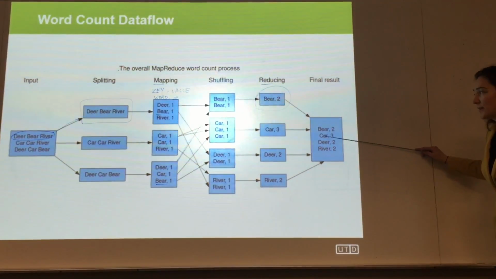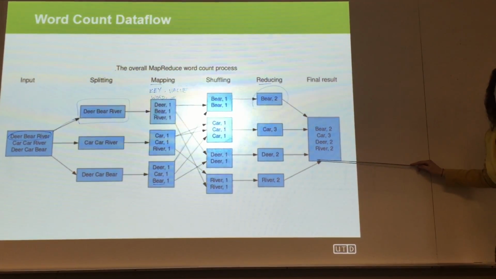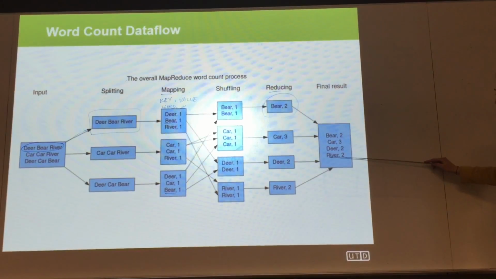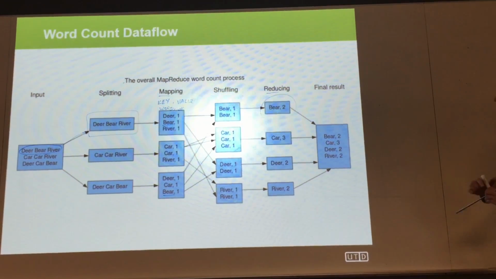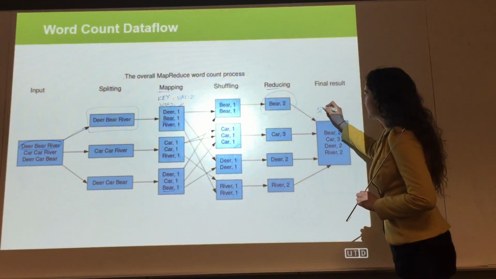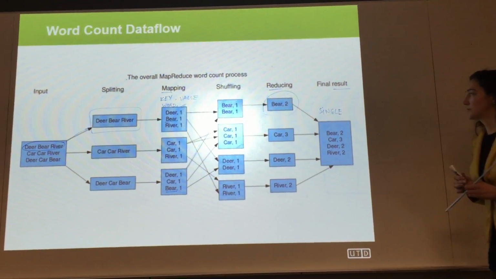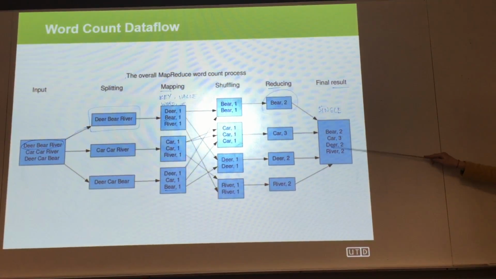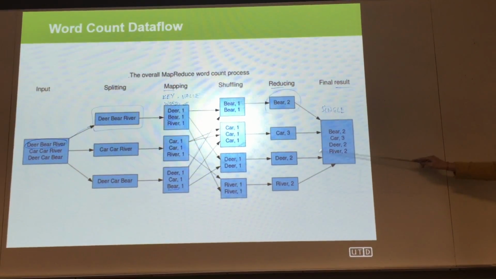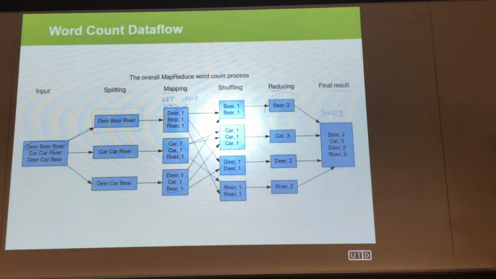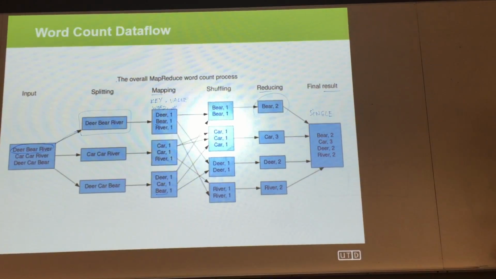And the result that's going to be given to you at the end is a combination of all of these in a single result. A single list. So the final output is given here by the reducer in a single list.